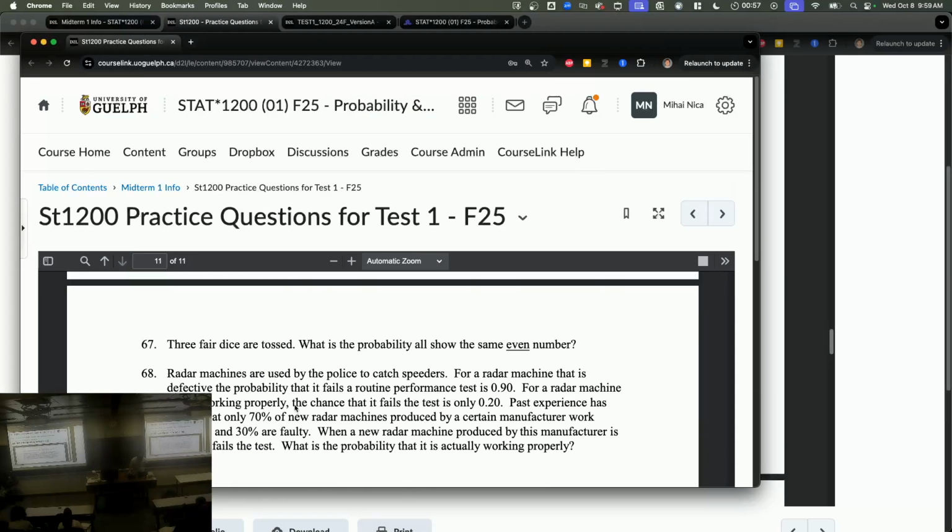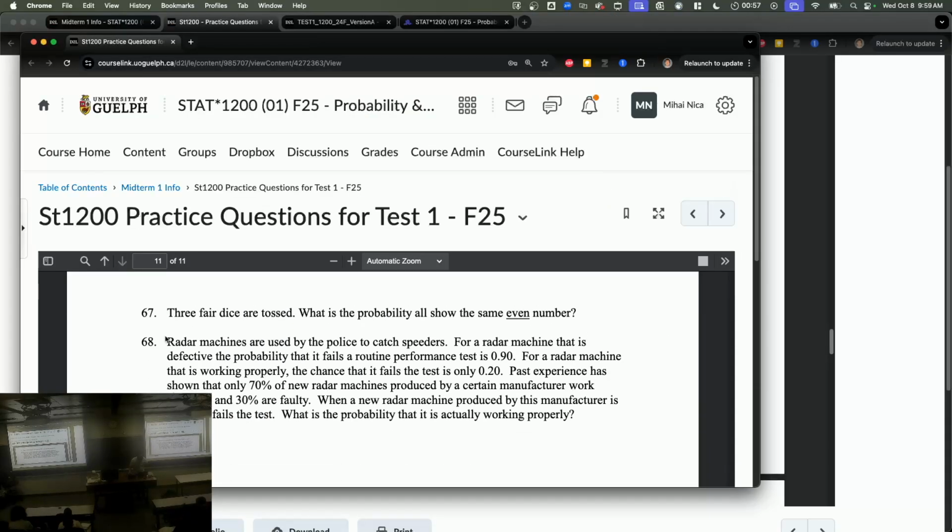And 68. Radar. Radar machines are used by the police to catch speeders. For a radar machine that is defective, the probability that it fails is 0.9. For a radar machine that's working properly, the chance that it fails is only 0.2. Past experience shows that only 0.7% of new radar machines work properly, and 30% are faulty. Okay, great. This is a classic probability tree problem, I think. Let's put it into our work over here and sort it out.